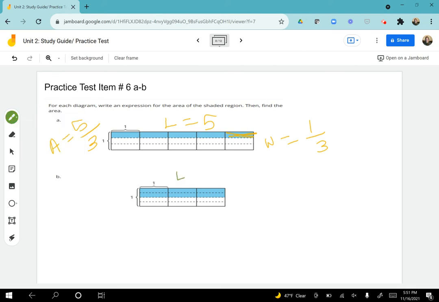For B, the length is 3 wholes. The width is 2/4. This could also be expressed as 1/2. And that would give us an area of 6/4.